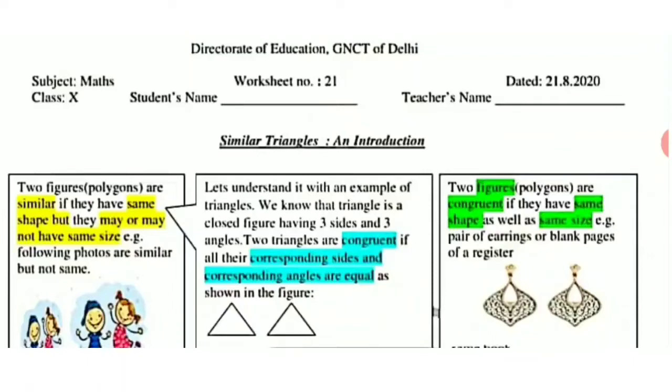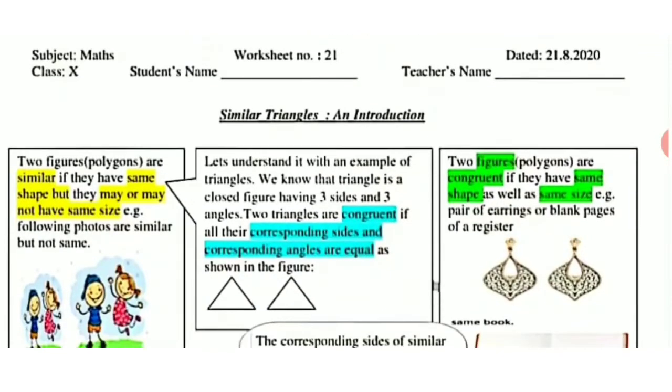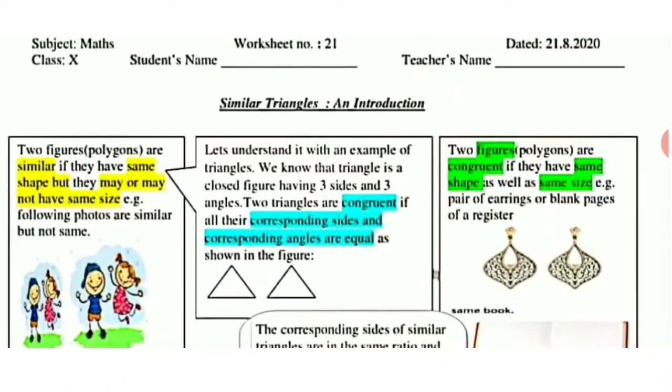So now two figures or polygons are similar if they have same shape but they may or may not have the same size. For example, the following photos are similar but not the same. Not the same means they are not congruent. So now let's understand it with an example of triangles.